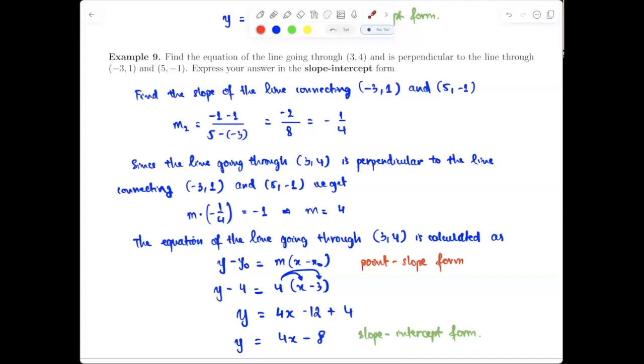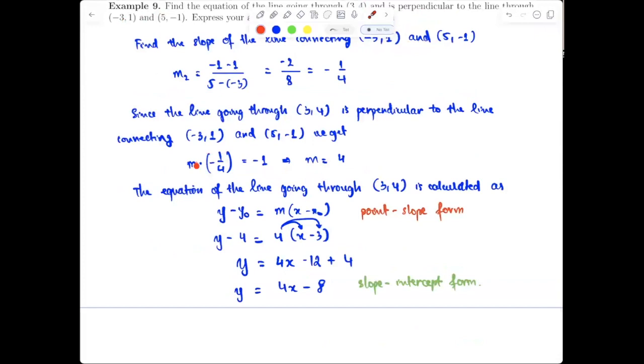Okay. The next thing that we need to do is to find the other slope. Ultimately, you want to find the equation of the line going through 3, 4, and is perpendicular to the line going through these 2 points. Now, you know the slope of the line going through these 2 points. You can use this information to calculate the slope of the perpendicular line. That is, the product of the two slopes has to be equal to negative 1.